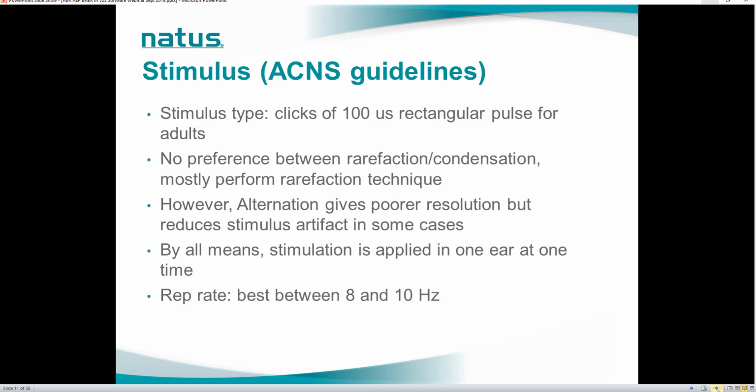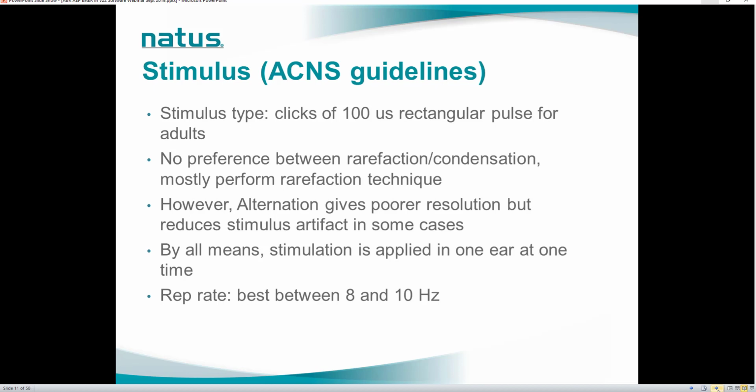And based on the guidelines of ACNS, we have some reporting to make. So in terms of stimulus type, the clicks of 100 microseconds rectangular pulse is recommended based on ACNS guideline. There's no preference for refraction or condensation, but as we all know, the routine studies usually use refraction as the technique. However, alternation gives much poorer resolution but reduces the stimulus artifact at the same time.